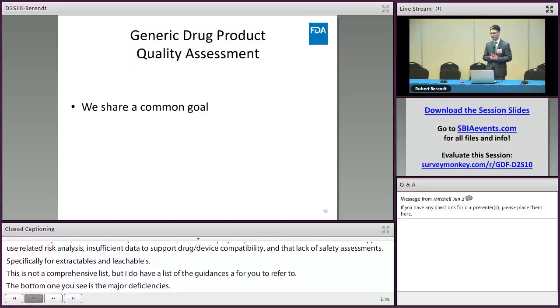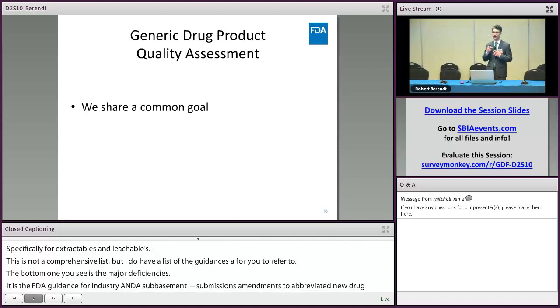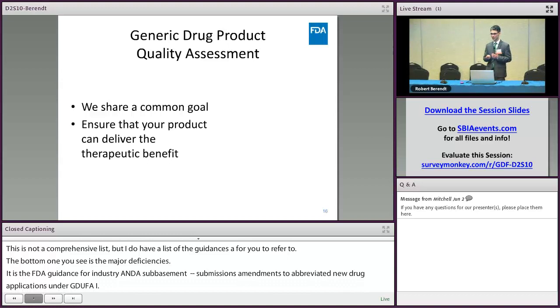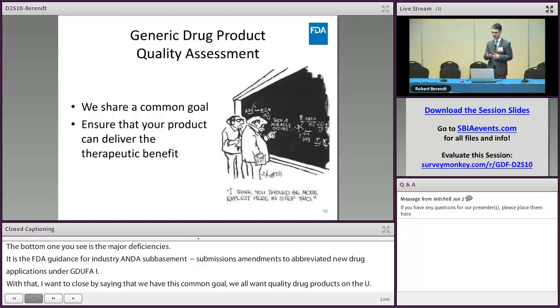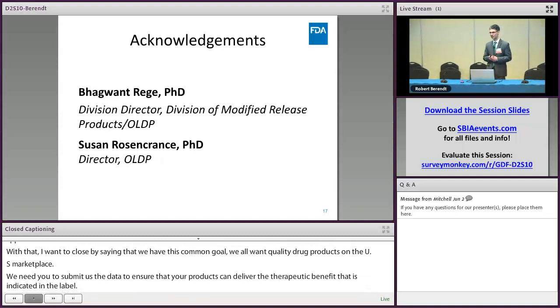And so with that, I just want to close by saying again that we have this common goal. We all want quality drug products on the US marketplace. But we need you to submit us the data to ensure that your product can deliver the therapeutic benefit that's indicated in the label. Please show your work.